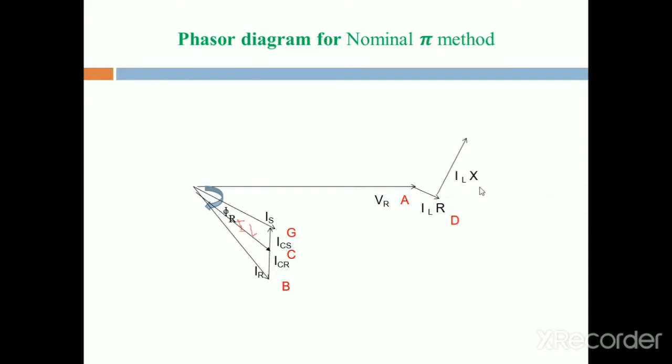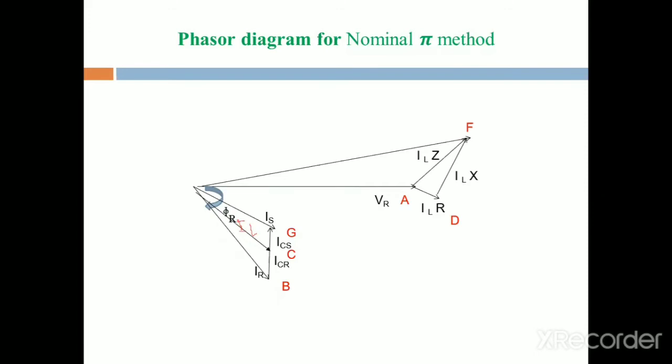When transmitting the line current through the reactance value, we obtain some voltage drop. The voltage drop across the reactance is the ILX. The vector sum of this ILR and ILX is the ILZ.